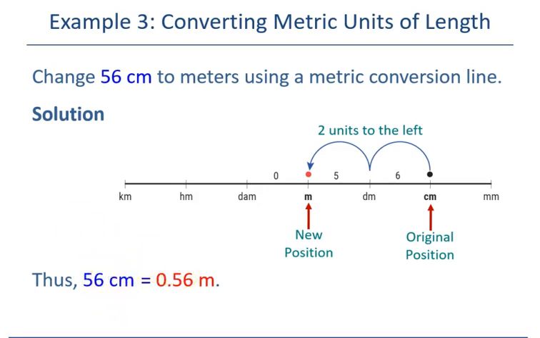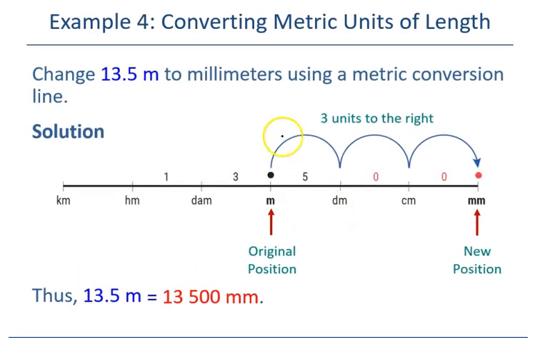Okay, so let's look at another one here. Let's change 13.5 meters, which we know is right here, to millimeters. Well, notice we've got this conversion line, so we just go over 1, 2, 3. I'm taking my decimal place and moving it over 1, 2, 3. Remember, we don't put commas. And that's how one of these metric conversion lines works. This is why people like the metric system so much: you can convert backwards and forwards very simply. Everything's a base 10 system, very simple.